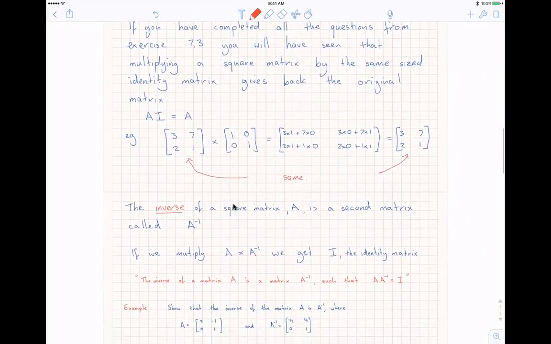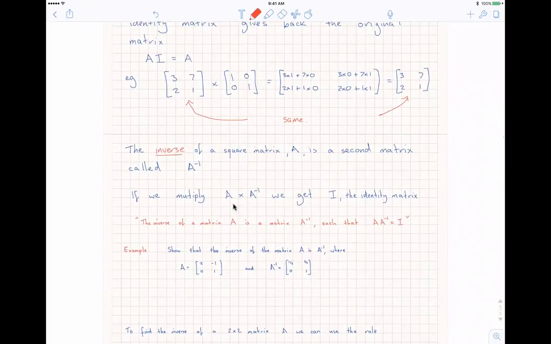So the inverse of a square matrix is related to this concept. The inverse of a square matrix A is a second matrix, and we denote that A to the -1. You remember from things like when we were doing sine of theta, that the inverse of sine of theta, we write it like sine -1. Similar sort of notation. So if we have a square matrix A, an inverse of that matrix is A to the -1.